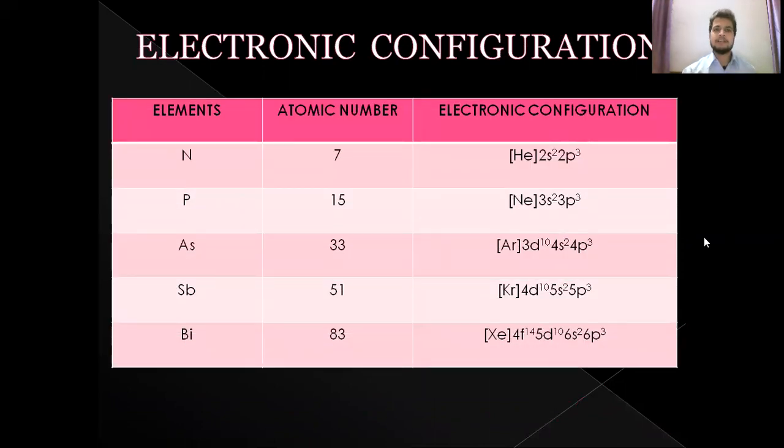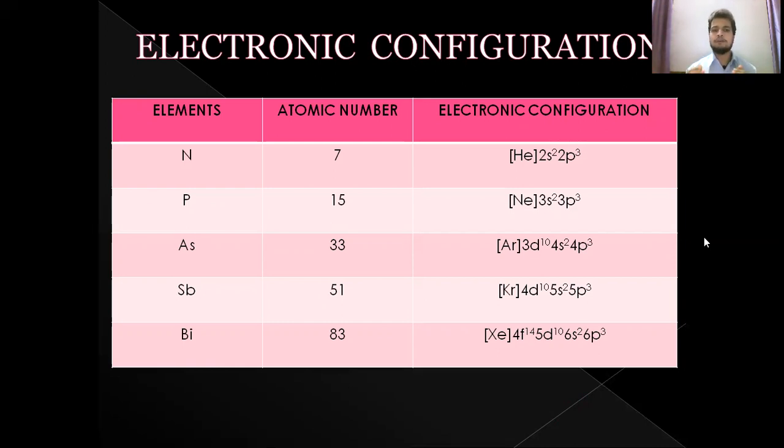As you can see on the screen, the 5 elements, if we write the electronic configuration, if I start with nitrogen, atomic number 7, it will be 1s2, 2s2, 2p3. So instead of writing 1s2, I can write He, which is nothing but the configuration of helium. So we can write in this brief way. In a similar way, phosphorus is 1s2, 2s2, 2p6, 3s2, 3p3. So 1s2, 2s2, 2p6 is the configuration of neon. So I can write Ne instead of 1s2, 2s2, 2p6.